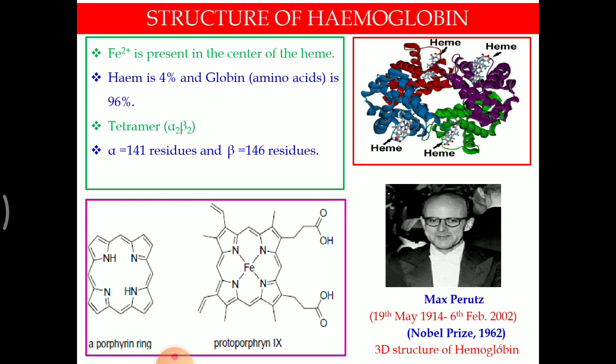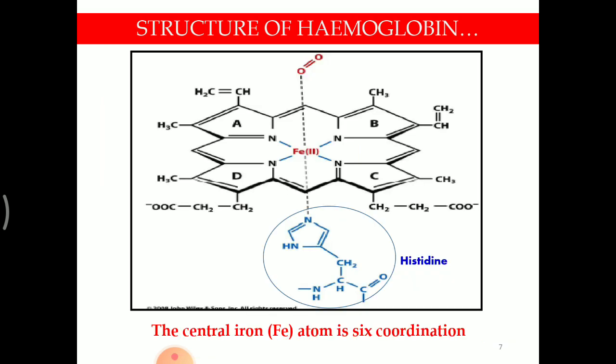Max Perutz is a Nobel laureate. He got the Nobel Prize in 1962 for the study of the 3-dimensional structure of hemoglobin. The central iron atom can form 6 bonds with the surrounding atoms, out of which 4 bonds form with the nitrogen atoms of the porphyrin ring. The 5th position is coordinated with the nitrogen atom of the imidazole of the histidine amino acid. The 6th position is coordinated with oxygen.